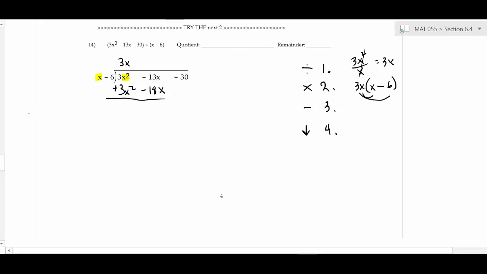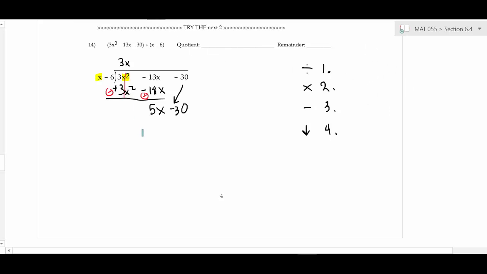Now you're ready to subtract. With subtraction, I think students a lot of times do better if you just change the signs and add. That first column cancels. It should. Then negative 13 plus 18 is now going to be plus 5x. Then you bring down the minus 30 like that. Okay, that's one loop right there, and then you're ready to basically start over again.